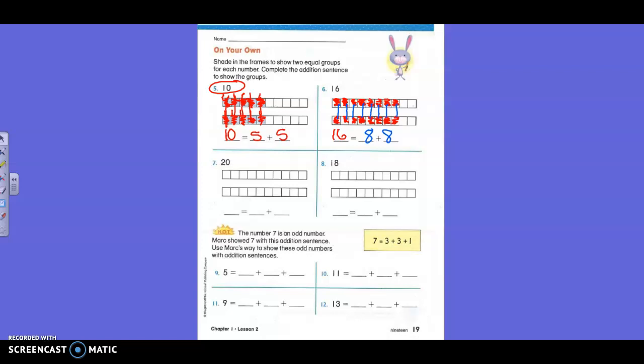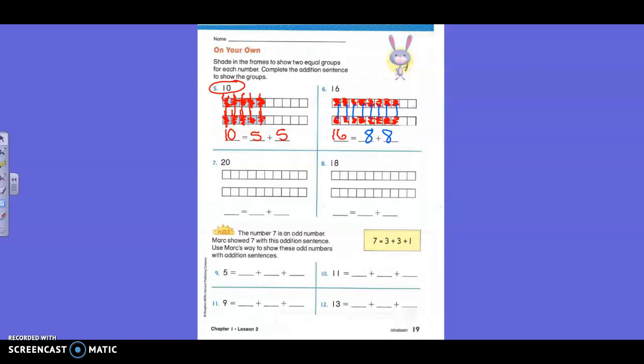It says the number 7 is an odd number. All these numbers we've been doing, 10, 16, 20, and 18, have been even numbers. Sorry. Swallowed some spit the wrong way. Mark showed 7 with his addition sentence. Use Mark's way to show these odd numbers with addition sentences.